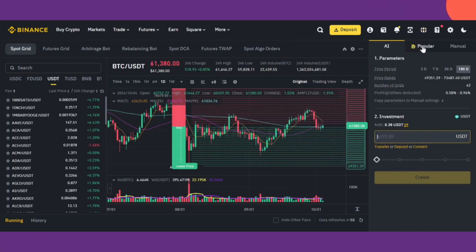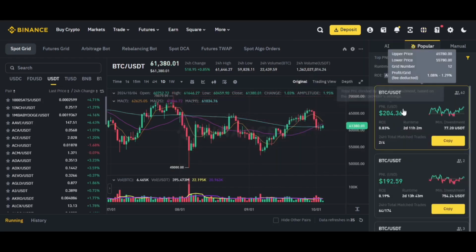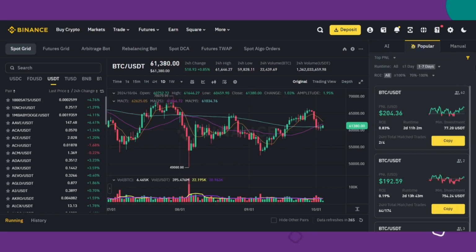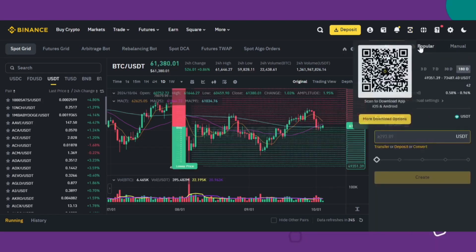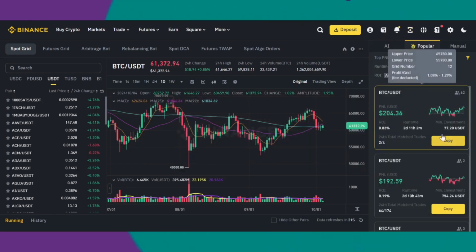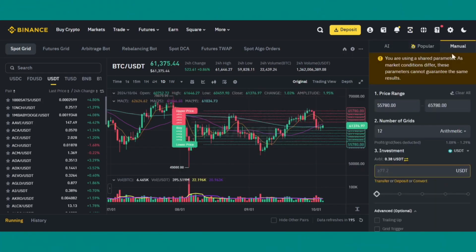Okay, now let's talk about Popular. In Popular also I have kept BTC open. In this, there are some traders who have preset all these values and we just have to copy them. Okay, so if we want to see it, we will click and it will go directly to the manual tab and the details that they have filled will start showing here. So here the price range is 55,000 and 65,000. This is their upper and lower limit in the price range of 10,000. What is the number of grids? 12.